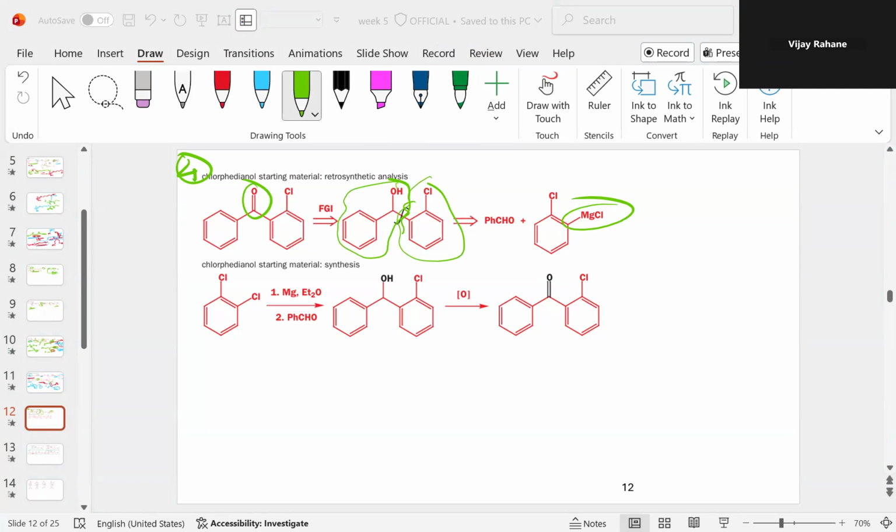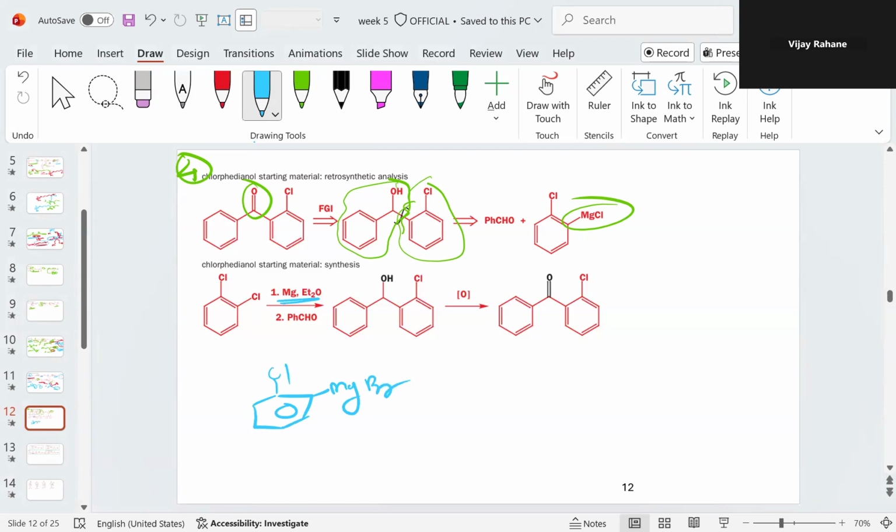So if you look at the linear synthesis also, this is dichlorobenzene, ortho dichlorobenzene, and if you add one equivalent of magnesium in diethyl ether, what do we get? One of these chloro groups gets MgBr. That is what we have prepared now. This is the Grignard reaction in the first step, and in the second step we did the Grignard addition reaction.